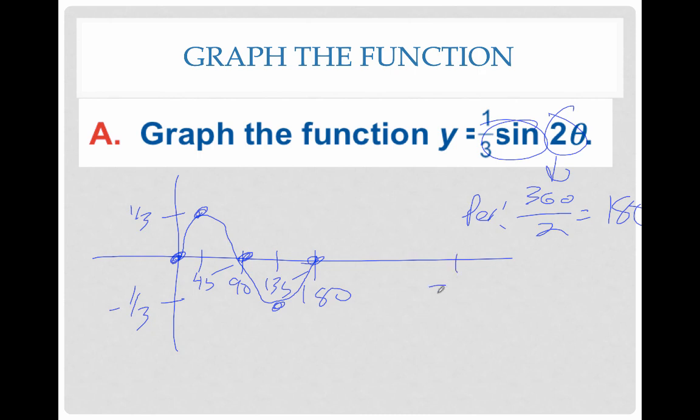You want to do another one? 360, 270, what is this? 225, 315. You go again. You go up, middle, down, back. You can do it again. You can keep doing it, because the sine curve goes forever. The domain is negative infinity to infinity.